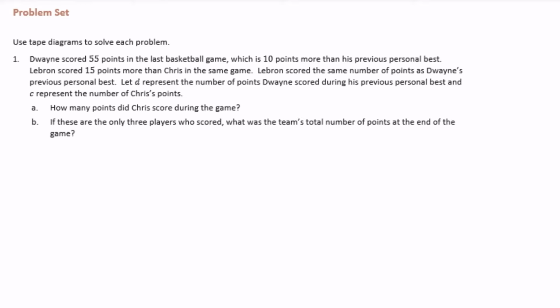Number 1. Dwayne scored 55 points in the last basketball game, which is 10 points more than his previous personal best. LeBron scored 15 points more than Chris in the same game. LeBron scored the same number of points as Dwayne's previous personal best. Let D represent the number of points Dwayne scored during his previous personal best, and C represent the number of Chris's points. How many points did Chris score during the game? And if these are the only three players who scored, what was the total number of points at the end of the game? Okay, so we have Dwayne.